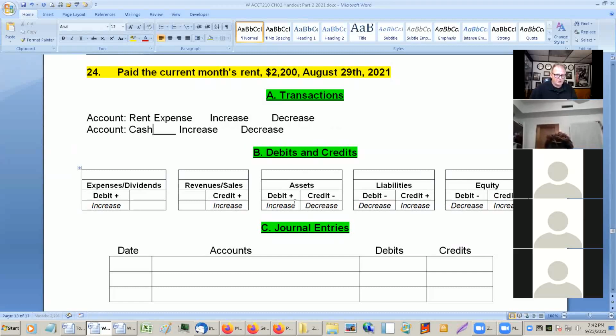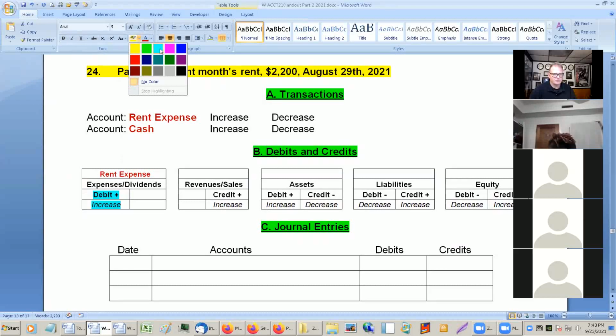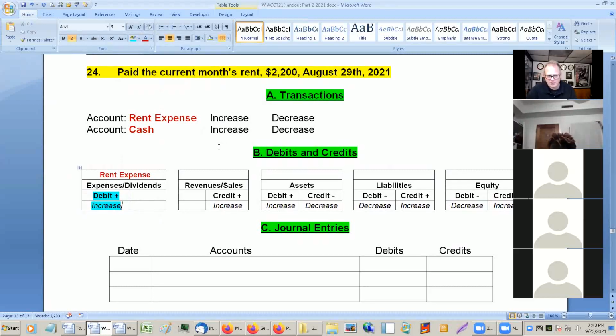And we could immediately make the journal entry right now. The rent expense, these are always debits. If you know that the rent expense is a debit, then you know that the cash must be the credit. Now, we're going to work through it, but truthfully, you could just make the journal entry right now, even without doing any of the increase stuff. If it's a rent expense, it's a debit, whatever's on the other side is the credit.